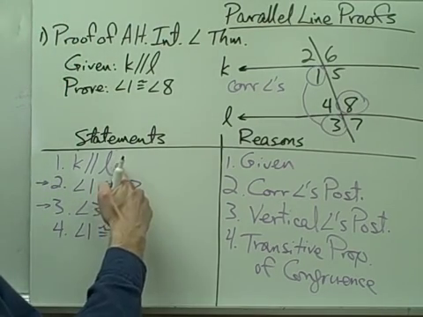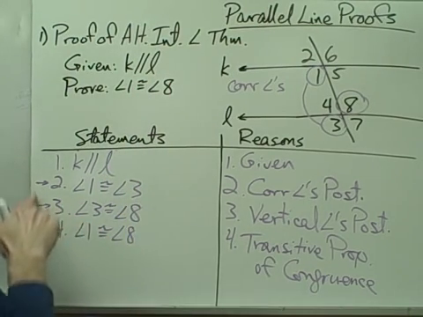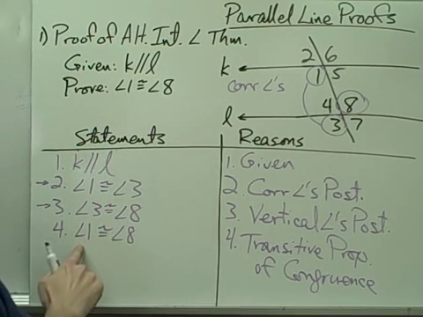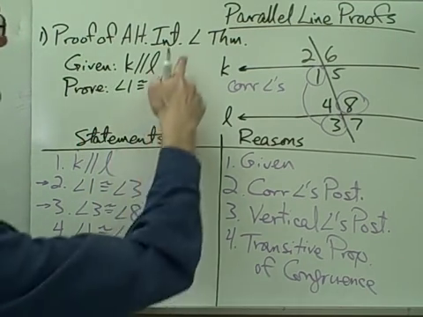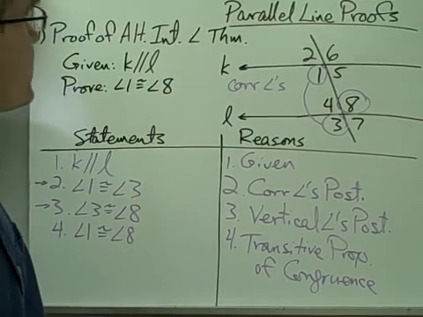So now I've started with my given statement, and I've made two additional statements, and I've gotten down to my final statement, statement number 4. I've shown that angle 1 is congruent to angle 8. Thus, I have proven the alternate interior angles theorem.